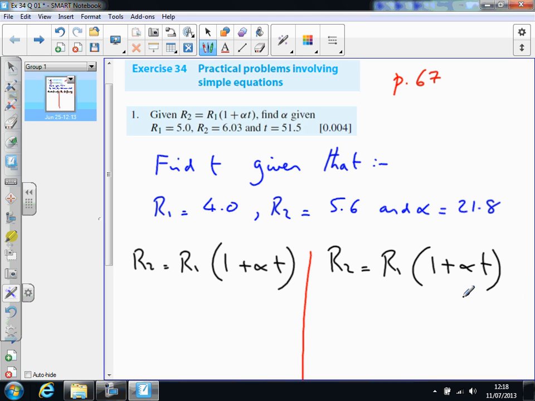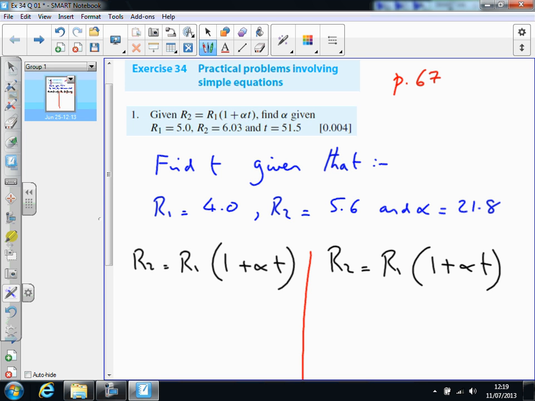Exercise 34, question number 1. This is on page 67. In this particular formula, R2 equals R1 multiplied by 1 plus alpha t, this formula that you've got, alpha, this symbol here, you're being asked to find.